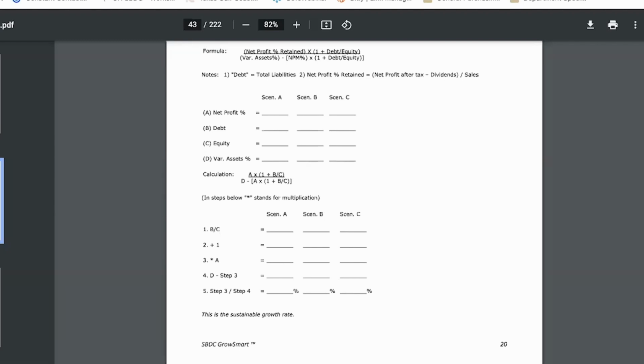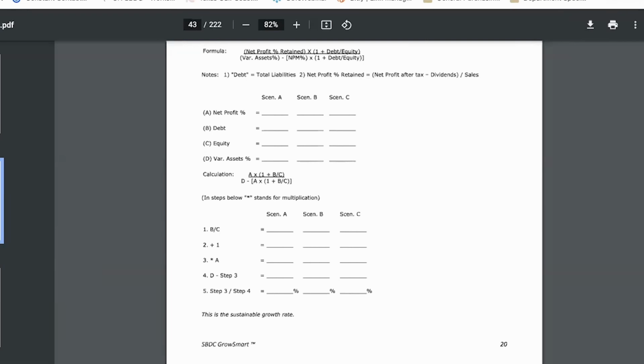That's scenario B. Let's do one more example. Let's do scenario C. Now we're going to change the net profit percentage. Let's use 20% net profit. So A is going to be 20% for scenario C. We're going to go back to 50% debt and 50% equity. B is 50%, C is 50.